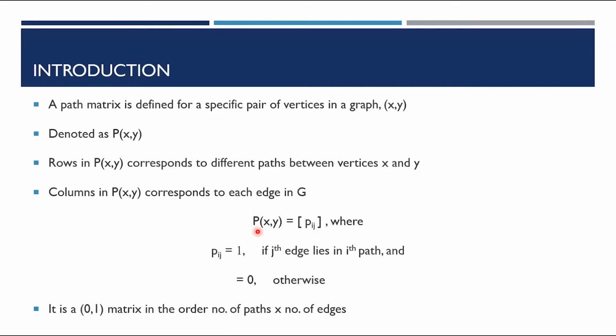So we know that in a path matrix, the elements are 0 and 1. So each element Pij is allocated as 1 if the jth edge lies in the ith path and Pij is 0 otherwise. So we get a path matrix which is of the order number of paths by number of edges and its elements are either 0 or 1.